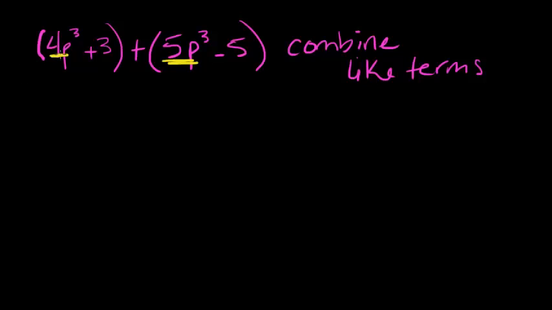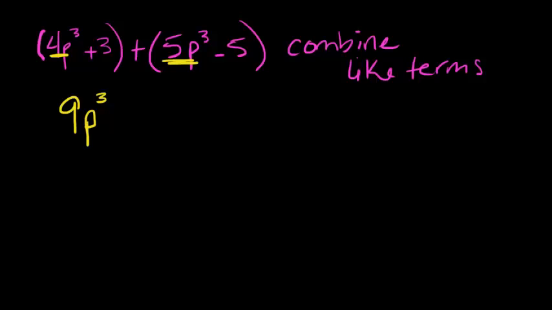So I have 4p cubed here, 5p cubed there, gives me a total of 9p cubed. 4 plus 5 is 9. Remember, the only way to change an exponent is to multiply. And so when we combine like terms, the exponents of variables, nothing changes.